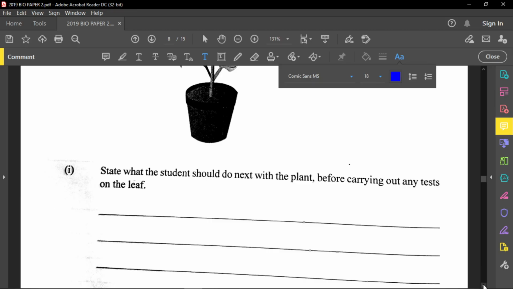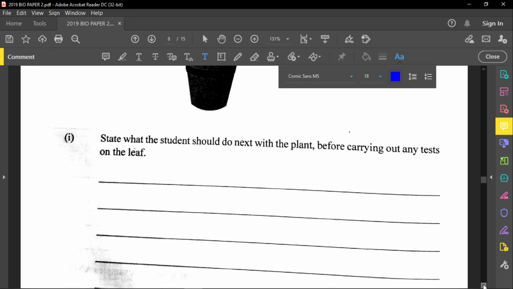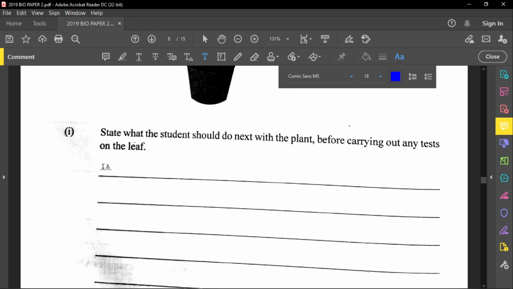It said, state what the student should do next with the plant before carrying out any test on the plant itself or on the leaf. So the first thing she must do is to de-starch the plant. So one here is to de-starch. Remember, we're going to de-starch the plant.